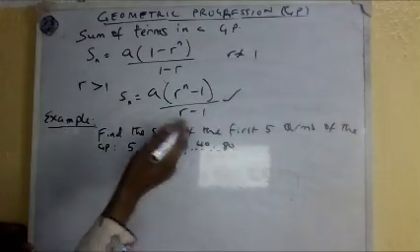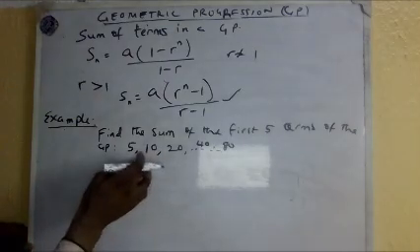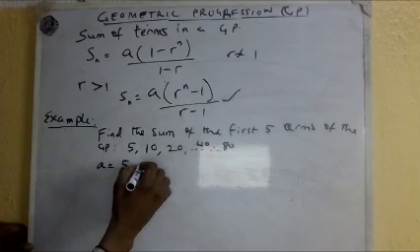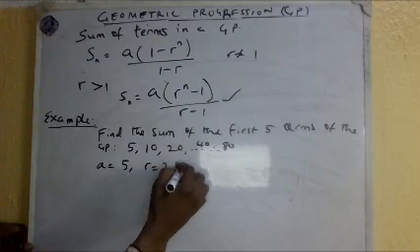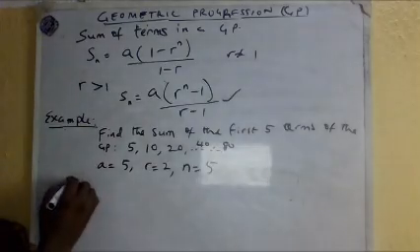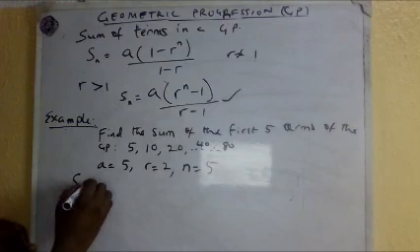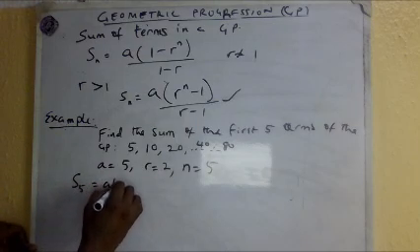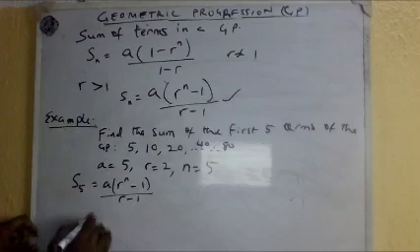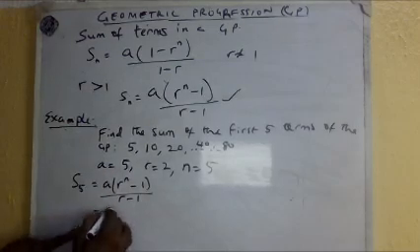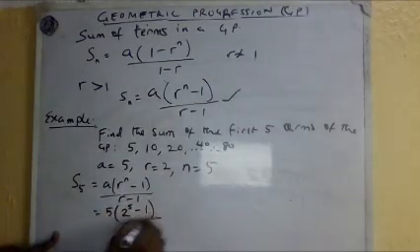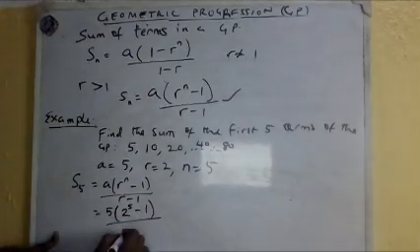Okay, so why? Because R is greater than 1. R is 2. So for this formula, A is defined as 5. R common ratio is 2. And N is what? First 5 terms, 5. Okay, so if I have sum of first 5 terms, S5 is equals to A, R raised to power N minus 1, all over R minus 1. So where I see A, I put 5 outside. R is 2, raised to power 5 minus 1, all over R here is 2 again, minus 1.